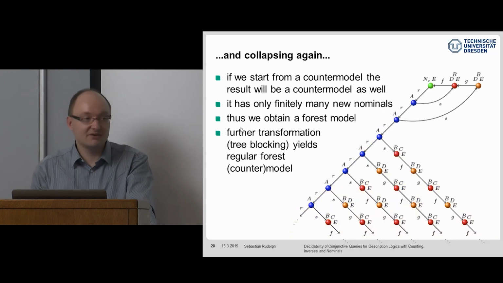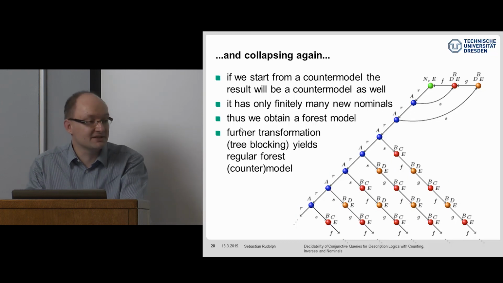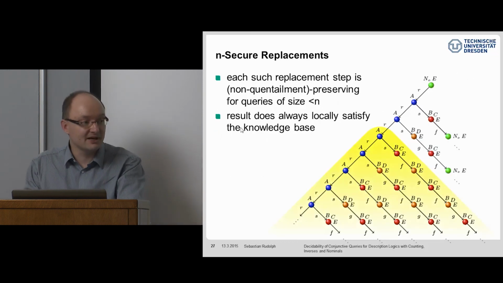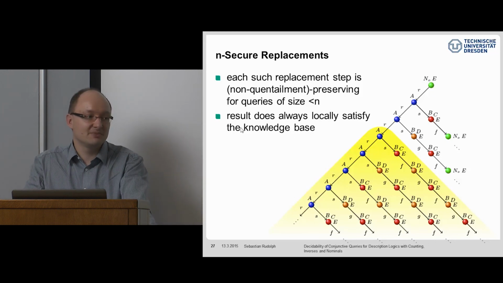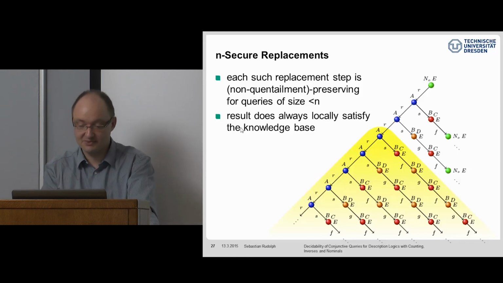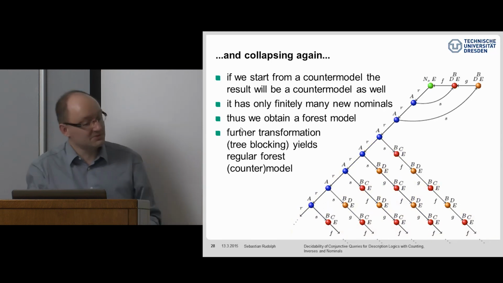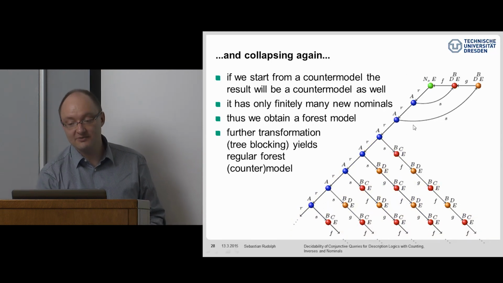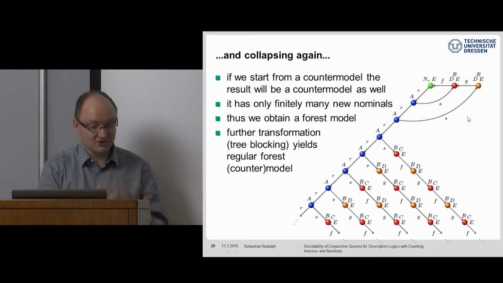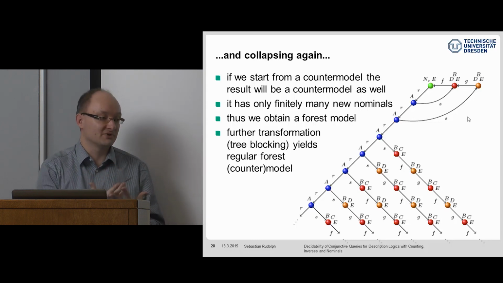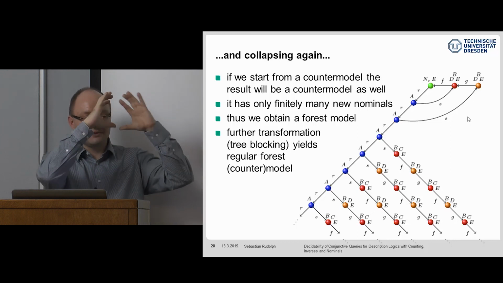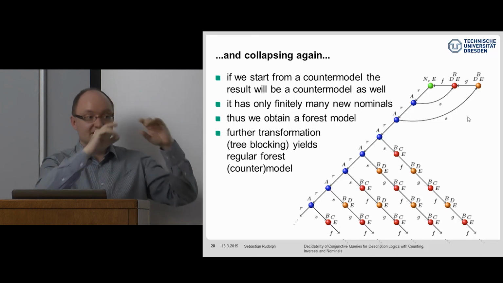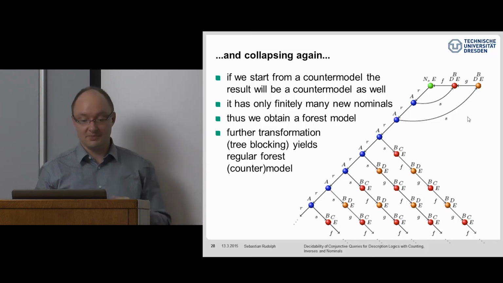And well, then what remains to be done is collapsing. We have made sure that after this iterated replacement, of course, we only have finitely many backwards counting paths, which means we only have finitely many new nominals, which means we have only finitely many nodes which will end up in this graph part over here, which makes sure that after collapsing, we will have a quasi-forest model, or a forest model actually, which consists of a graph part which is finite, and then we have just trees growing out of it.